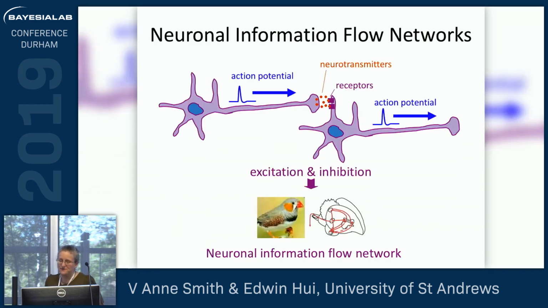So starting off with neuronal information flow networks. This is the thing that we're trying to figure out, and this is the biology behind it. The biology behind it is that you've got neurons in the brain. Each neuron, if it fires an action potential, that action potential will travel down an axon, hit the end of the axon, where neurotransmitters, which are small molecules, are released. They go on, they hit the receptor of another neuron, and that either increases the probability that the next neuron will make an action potential or decreases it. So it's activation and inhibition, and a combination of these is what we call the neural information flow network.